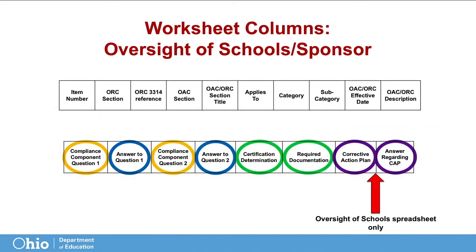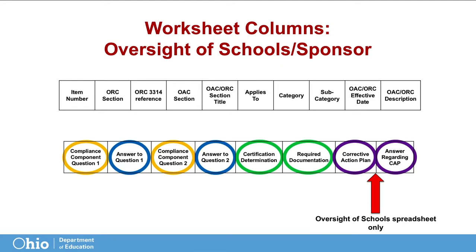Let's take a look at the various columns you will see on the compliance worksheets. There are 18 total columns on the Oversight of Schools worksheet and 16 total columns for the sponsor level worksheet. The first 10 columns on both spreadsheets reference the compliance number and the relevant citations for laws and rules from the Ohio Revised Code and/or Administrative Code for that specific item. The next 8 columns capture the component questions, compliance determination, and any additional documentation that may be required for submission in Epicenter to demonstrate compliance for that specific item.